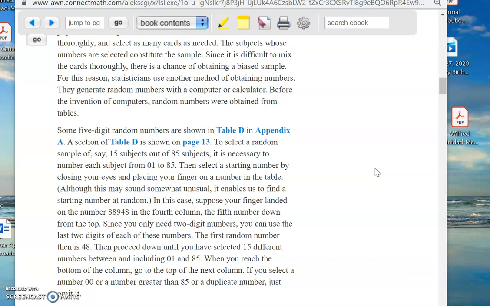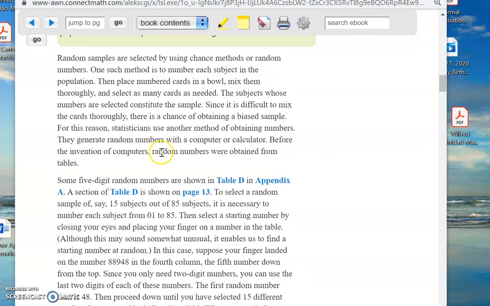Now, what the author is doing in this section of the book is saying, well, you can do it with a computer, but before we had computers, we used these tables. So for whatever reason, he's using these tables. Let's talk about it here a little bit.